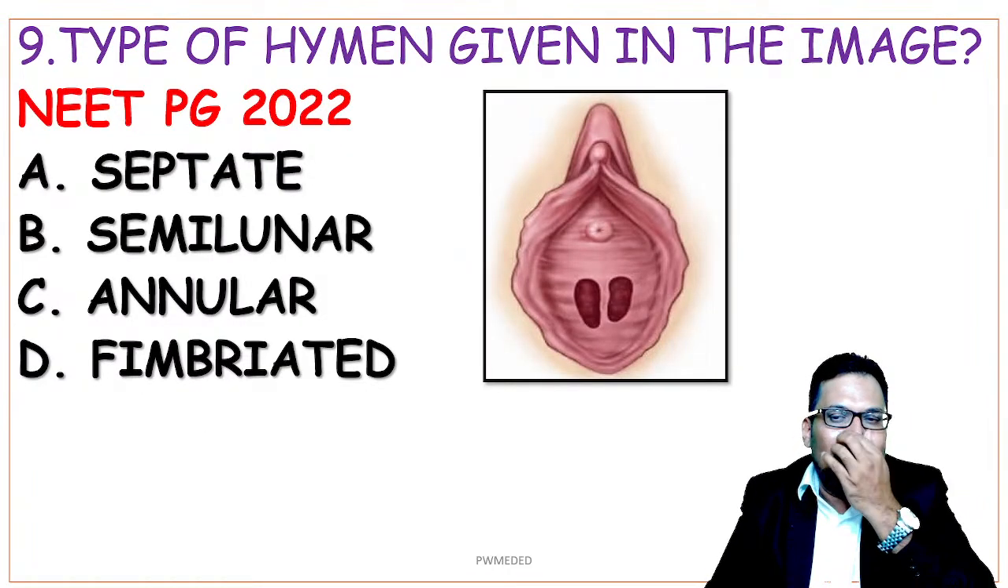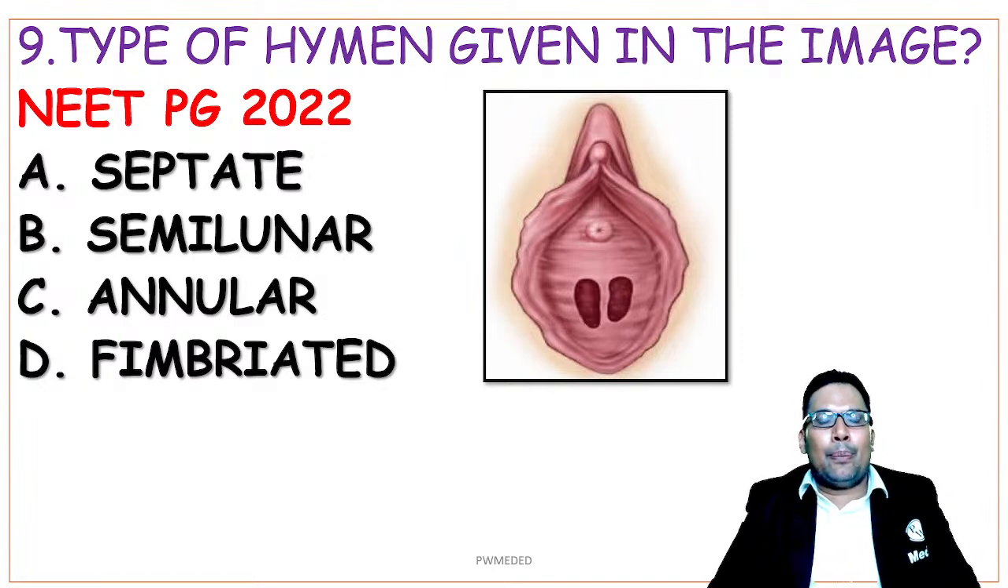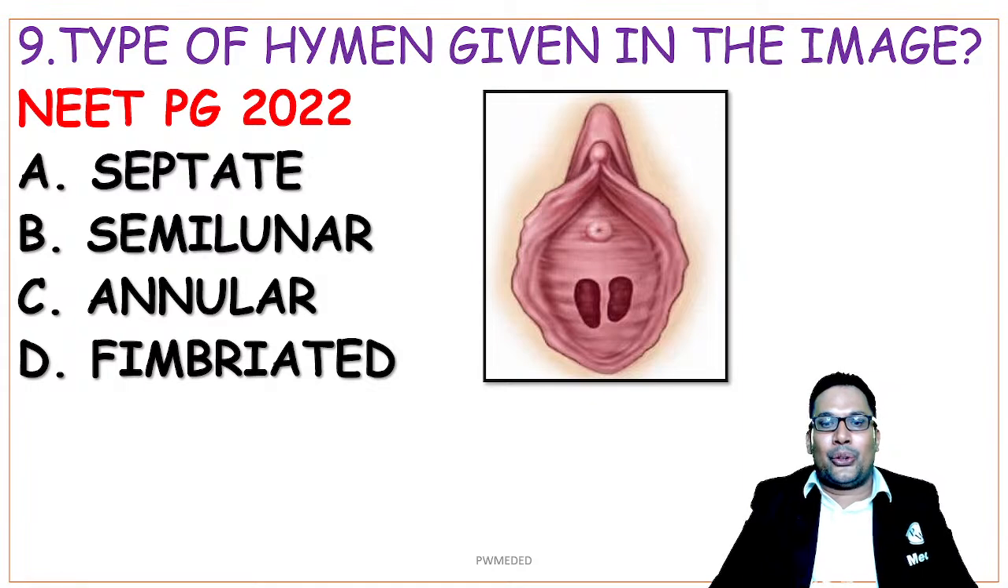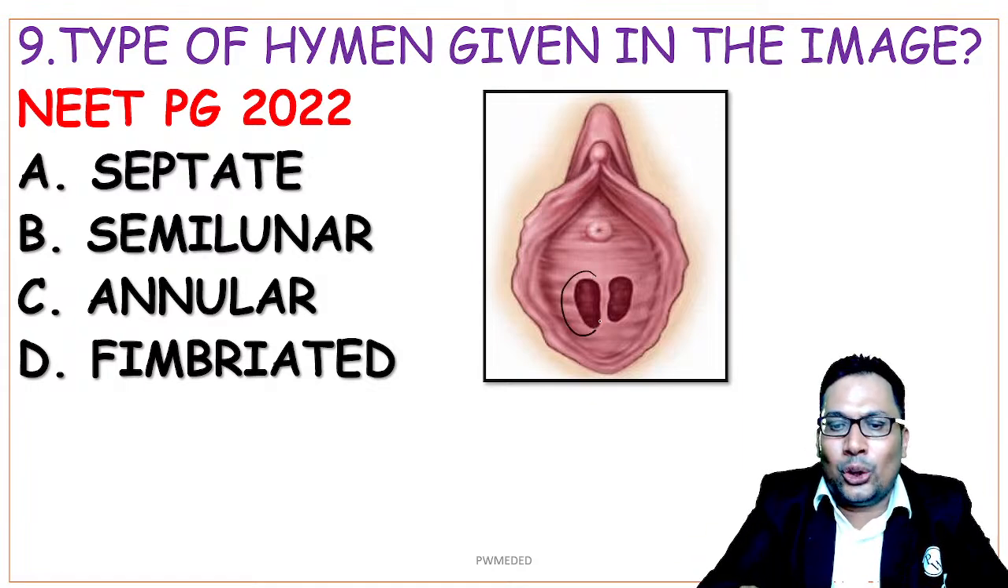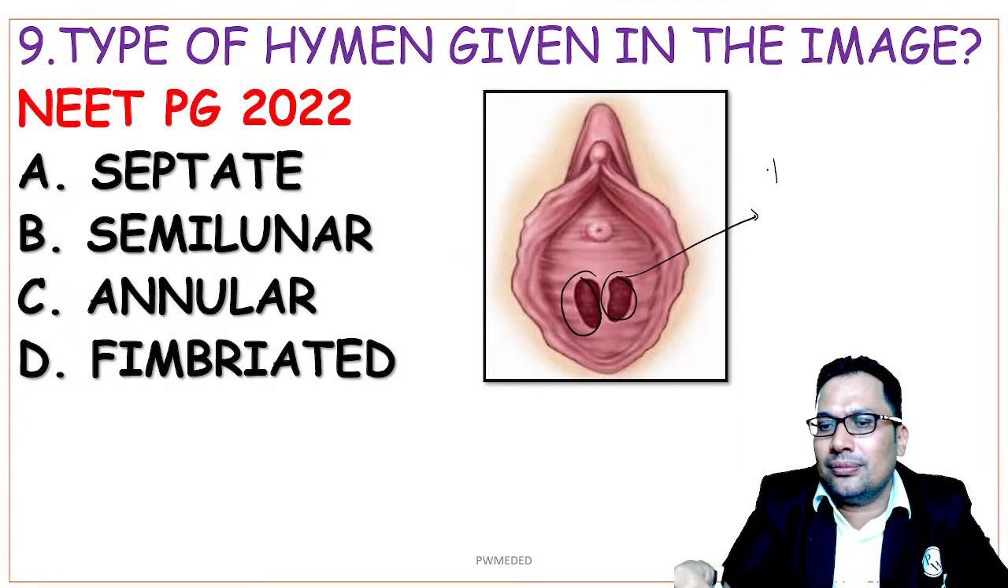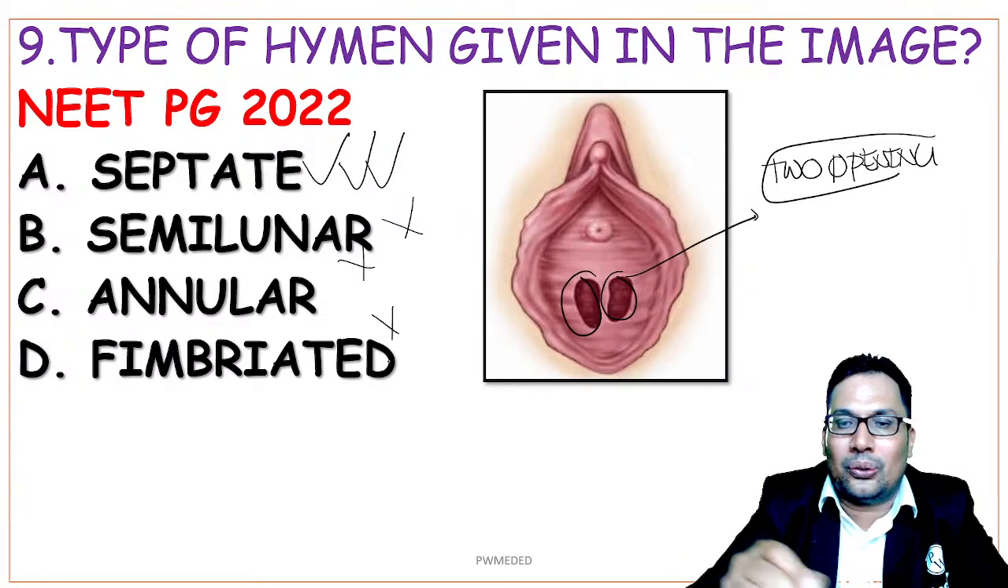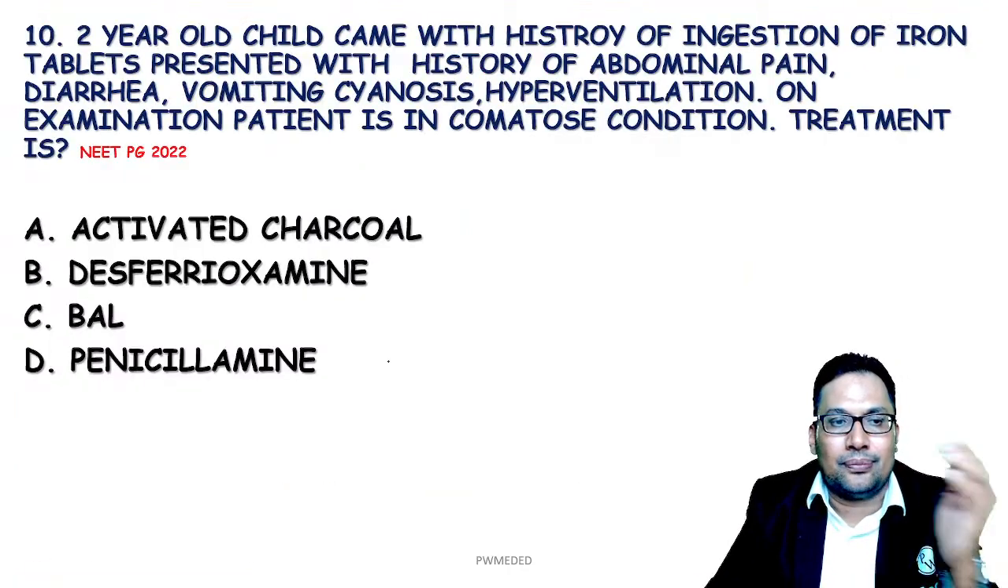Type of hymen given in the image. Come on, what is the answer for this question? You can see the two openings here. Two openings are there, so it must be septate hymen. Next.